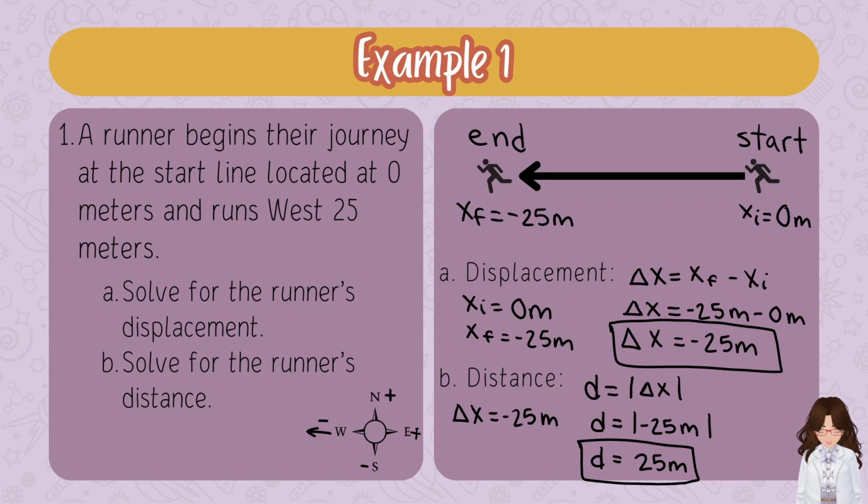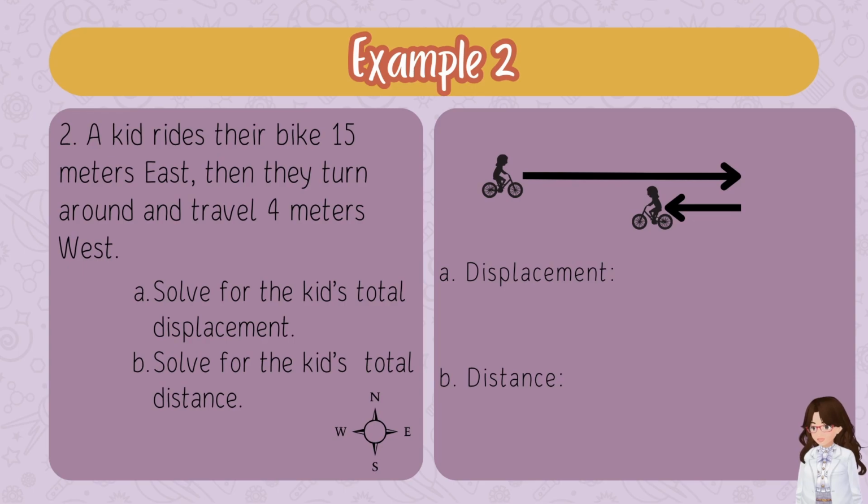Let's try another example together. A kid rides their bike 15 meters east, then they turn around and travel 4 meters west. Okay, so thoughts? We have east, which is positive, we have west, which is negative. We're being asked to solve for the kid's total displacement and their total distance. I really want to highlight this because just like in regular math class or when you get a total for your bill, you're going to add all of the different components together to get your final answer, right? Just like you'd add all the prices on a bill to get your total.